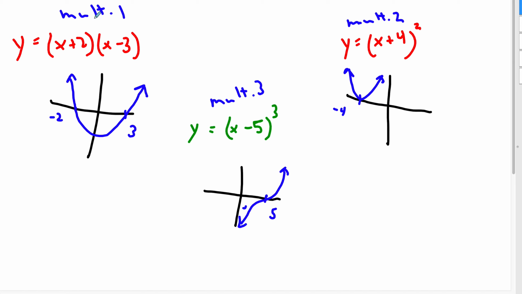Well, these are both odd, right? Does this cross through? Yes. Does this cross through? Yes. But this crosses through in a different way. This crosses straight through. This kind of takes a little pause there, right?